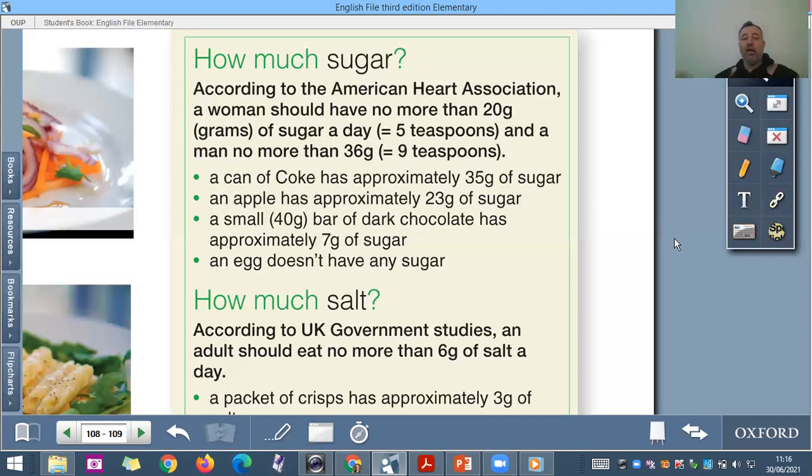So how much sugar is there in a can of Coke? Approximately, or about, 35 grams. How much sugar is there in an apple? About 23 grams. How much sugar is there in a bar of dark chocolate? Approximately 7 grams. And how much sugar is there in an egg? There isn't any sugar. An egg doesn't have any sugar. So you don't say there is none sugar. No, there isn't any sugar.